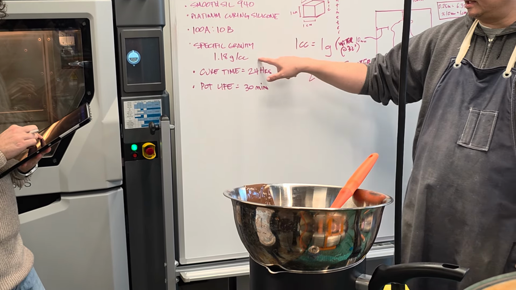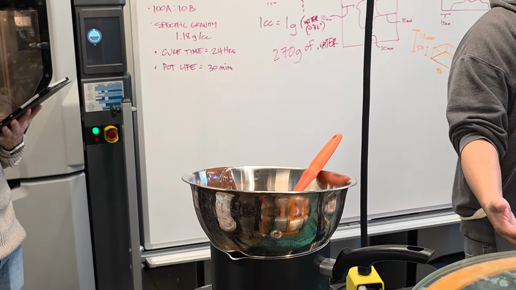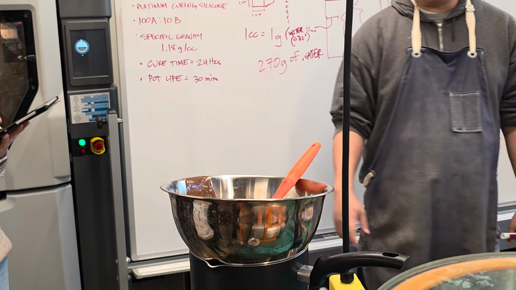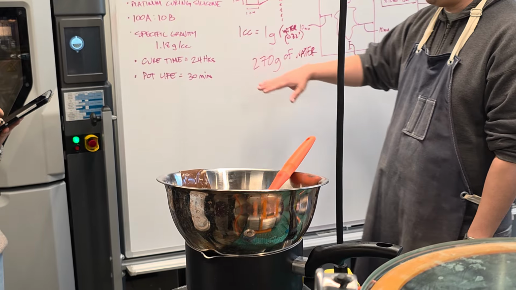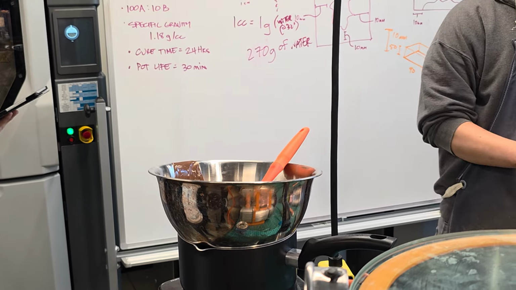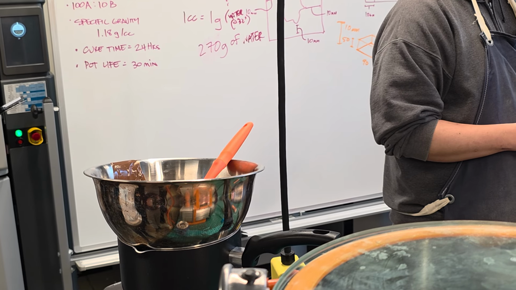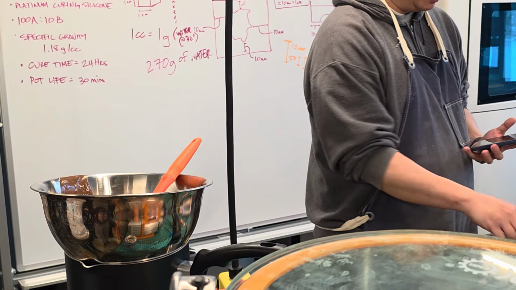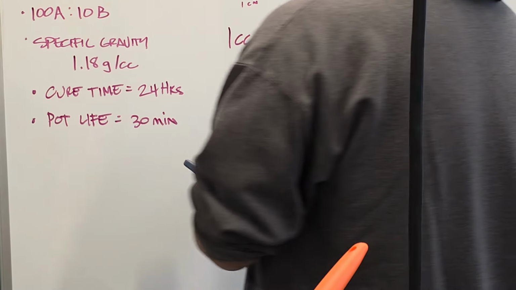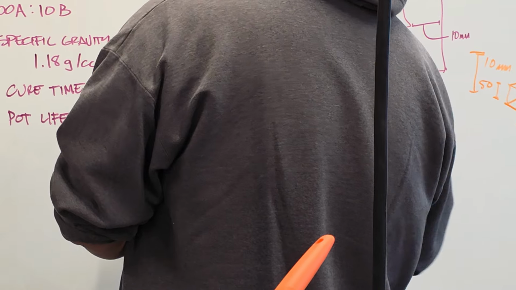So what this tells us is that Smooth-On is what? Heavier. More dense and therefore heavier, right? So if we know that this is heavier, then we know we're going to need less than 270 grams. And we can calculate exactly how much less just by taking 270 and dividing it by 1.18, which gives us a total of 228.813, and so I'm going to round this to 229 grams.